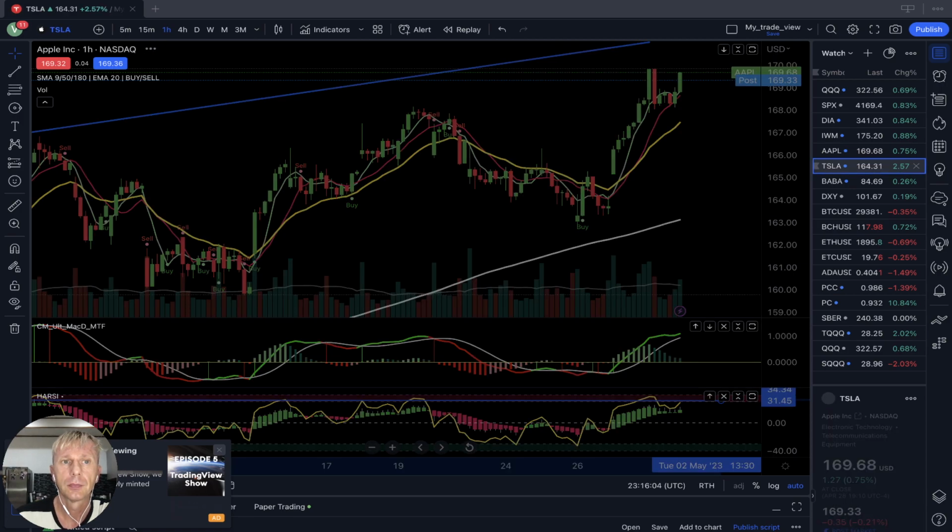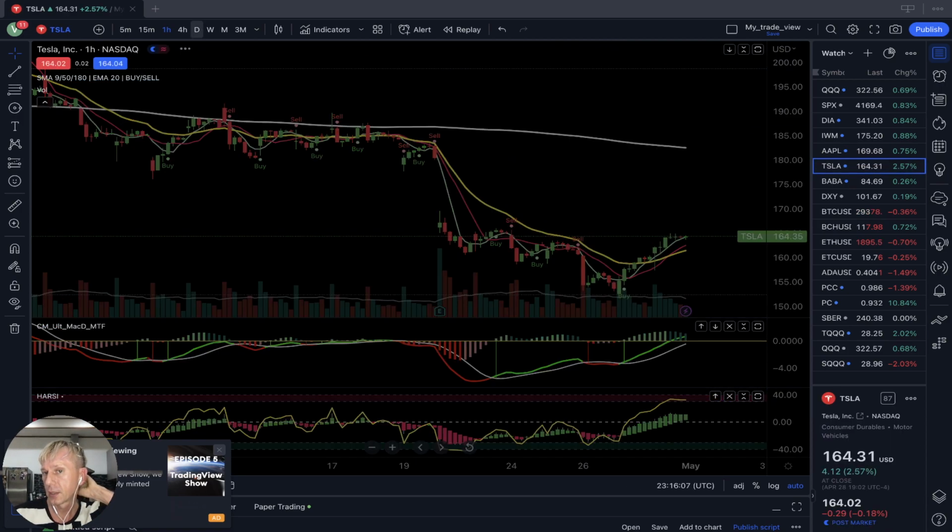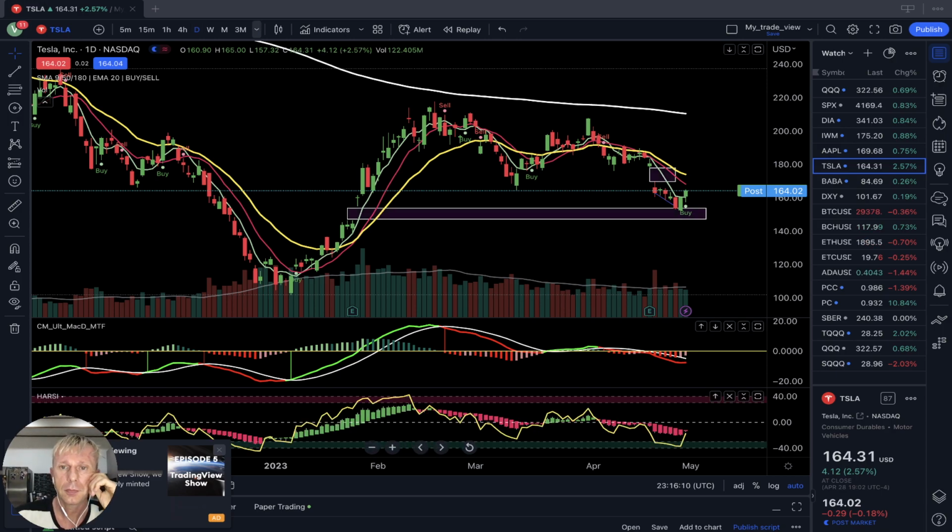Tesla. Tesla daily. Let's start Tesla daily. All moving averages still below 200, right? What Tesla did, 2 days ago it did touch the gap. Yeah, for 2 days it touched this gap and bounced from this gap. Buy signal. It didn't close the gap.